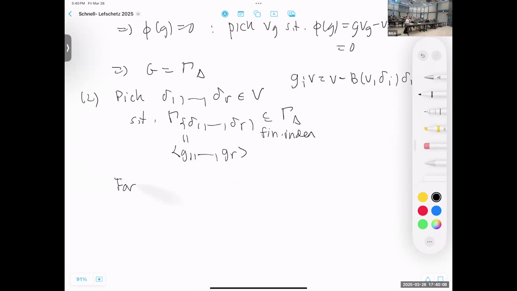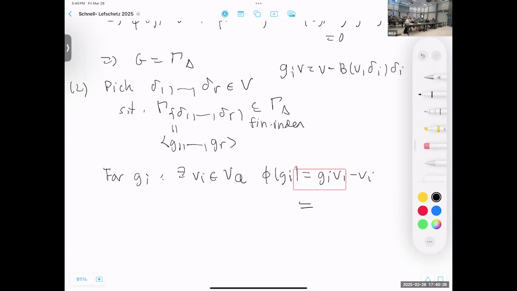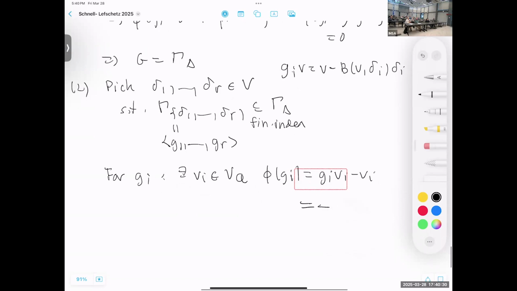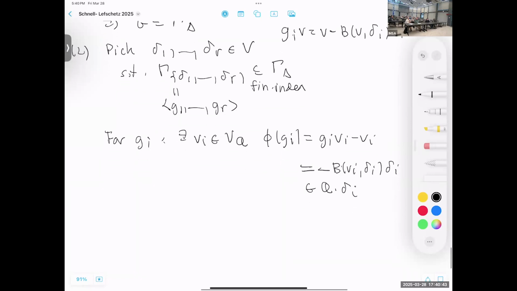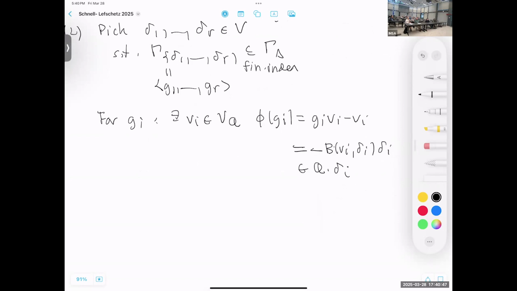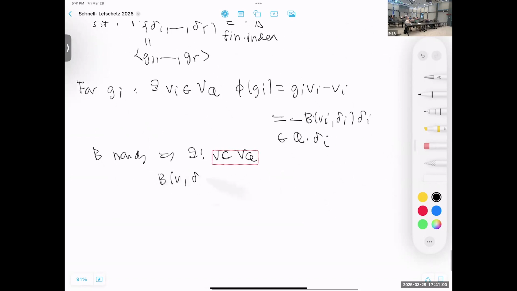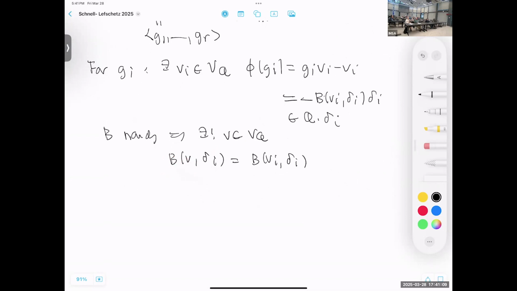So for each of these GIs, there is some VI in VQ such that phi of GI is GI VI minus VI, because phi is in the kernel, right? But the right-hand side, I can write in terms of the Picard-Lefschetz transformation. So the right-hand side is just minus this intersection number times delta I. So it's just some rational multiple of delta I, right? And this makes it quite easy to find a vector that does all of these, because now that the pairing B is non-degenerate, there's going to exist a unique V in VQ that achieves all of these numbers. So that B of V delta I, since they are bases, achieves all of these individual numbers that I want to get. Okay, because these guys are bases and the pairing is non-degenerate.